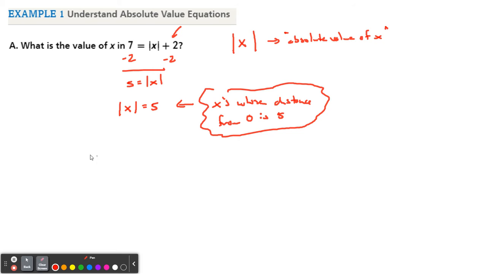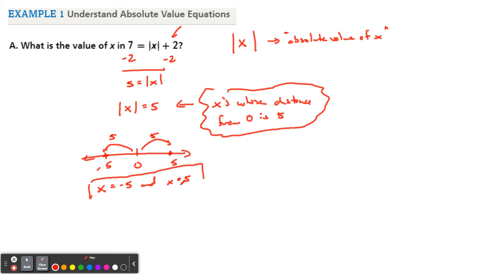So if you look here, here is a number line, here is 0. If we go 5 to the right, we're going to land at the number 5. And if we go 5 to the left, we're going to land at the number -5. These are the two solutions, 5 and -5. So x could be -5 and x could be 5. And that's it. That's the answer.